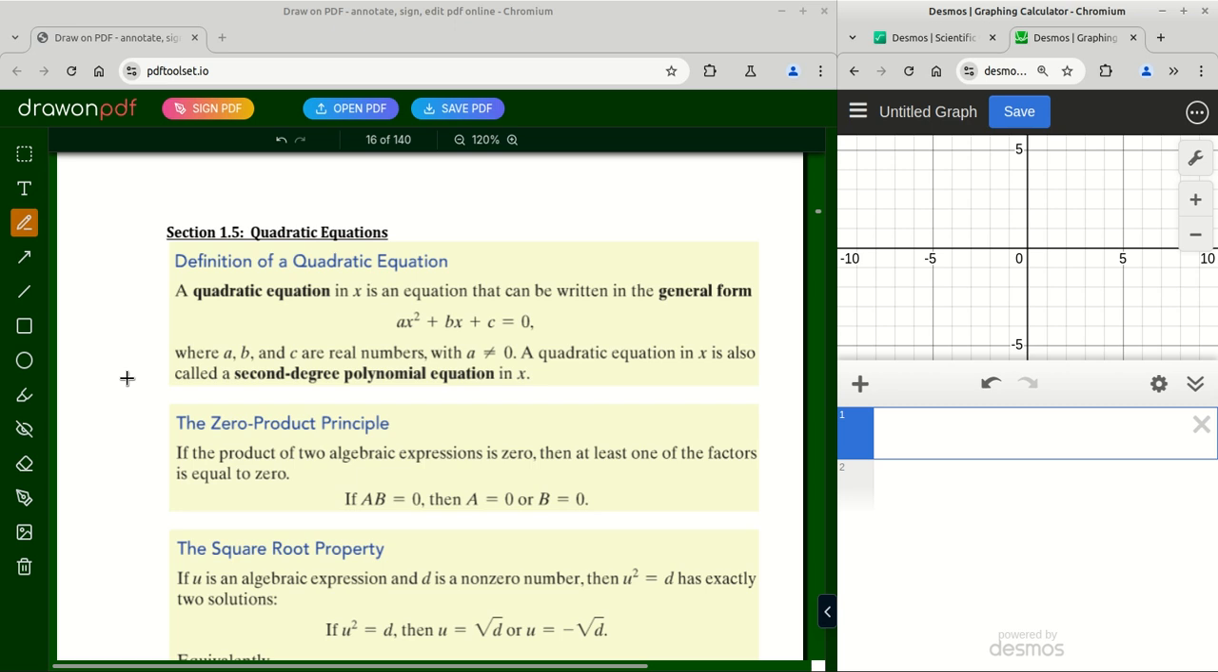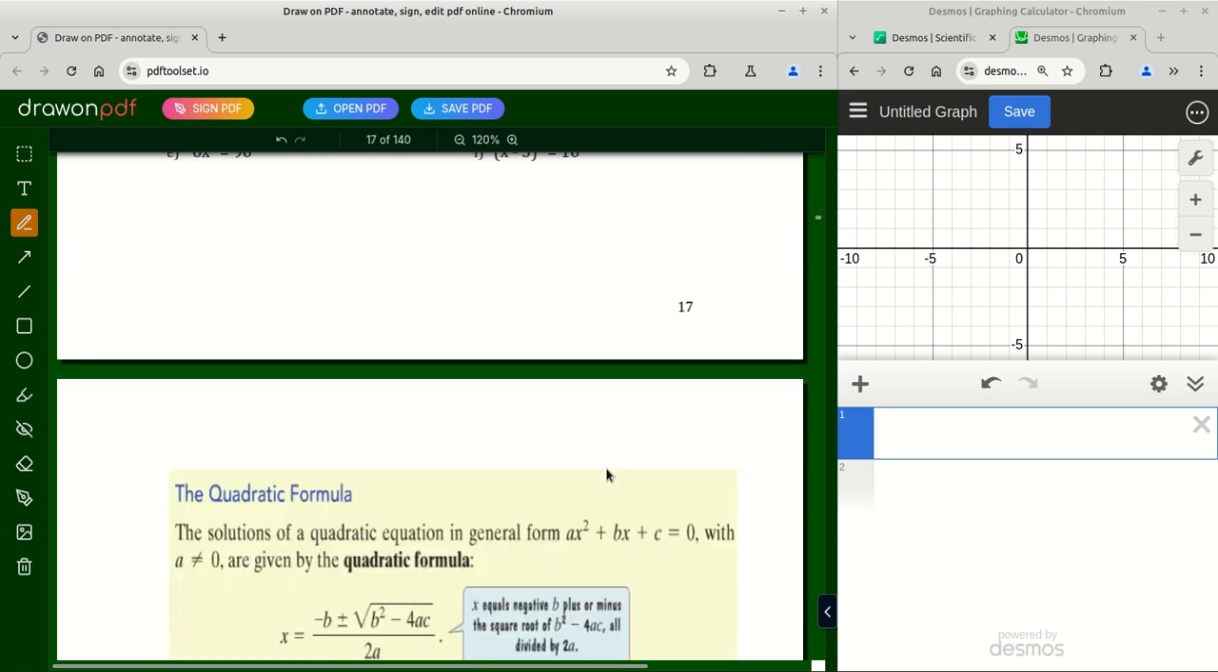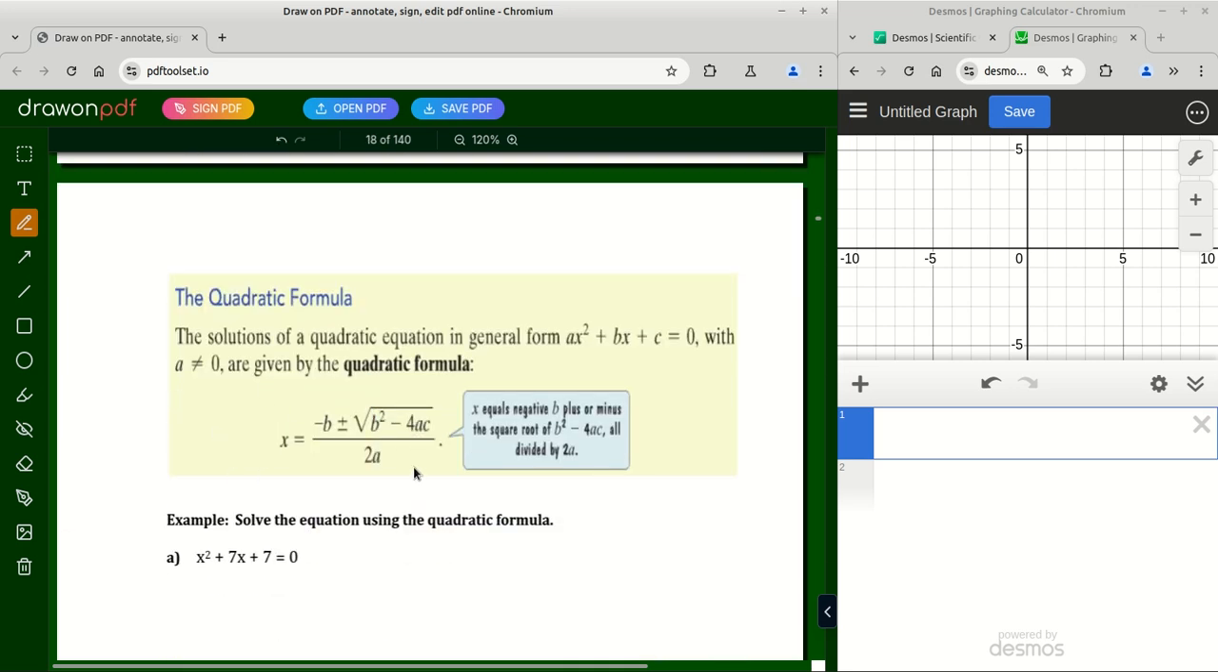We're going to be doing section 1.5, which is the last section that we're covering in chapter P and 1. And so we're going to do quadratic equations. Quadratic formula is right there. It's not letting me draw, oh well. There you go. So we're going to do that here in a little bit.